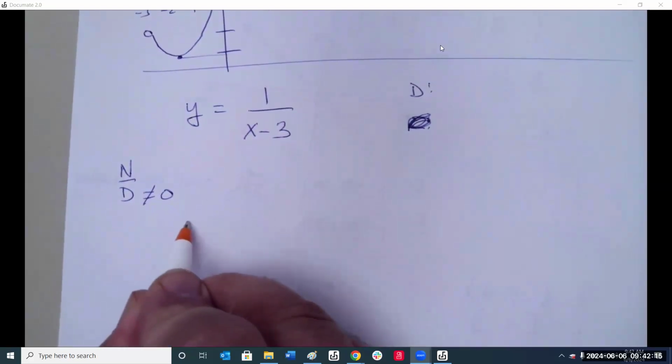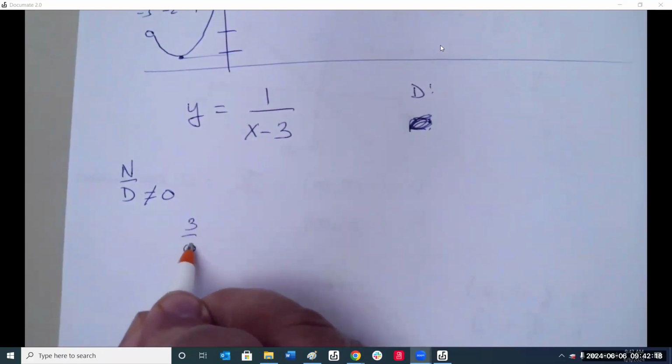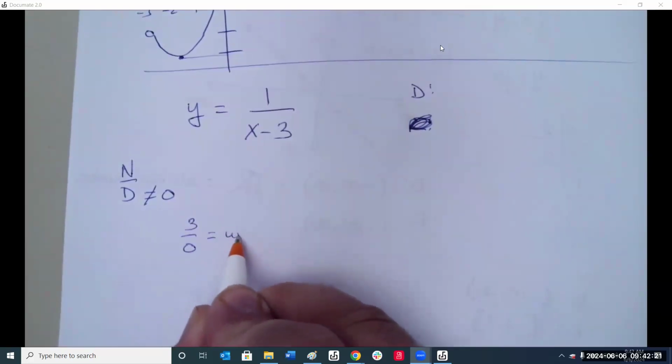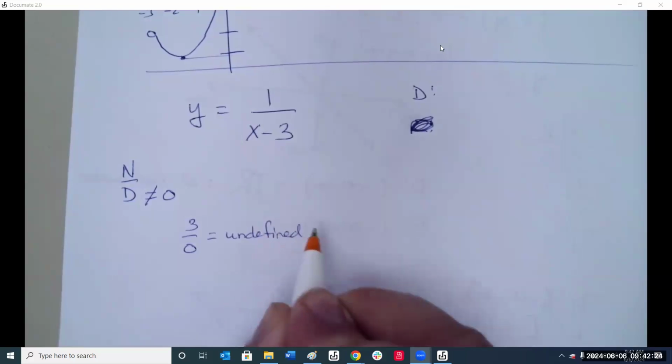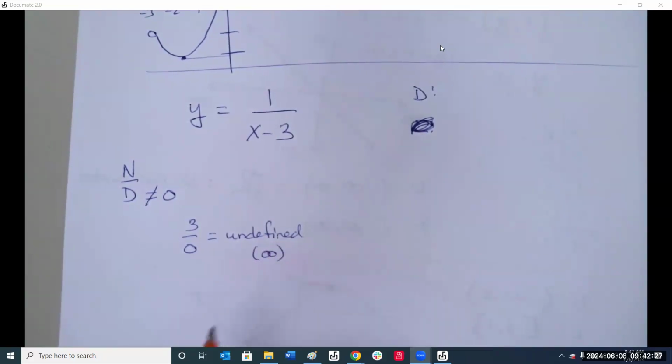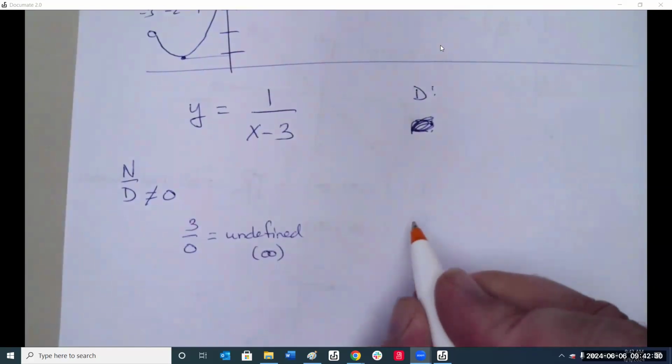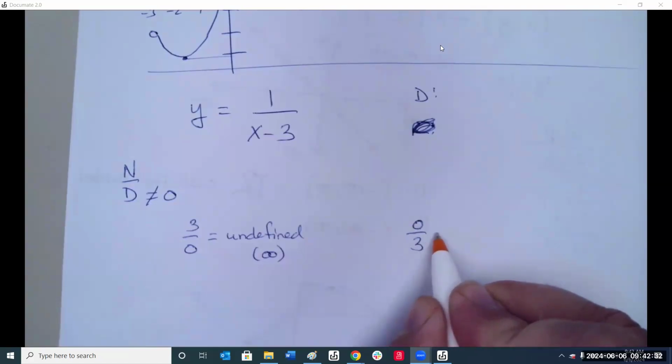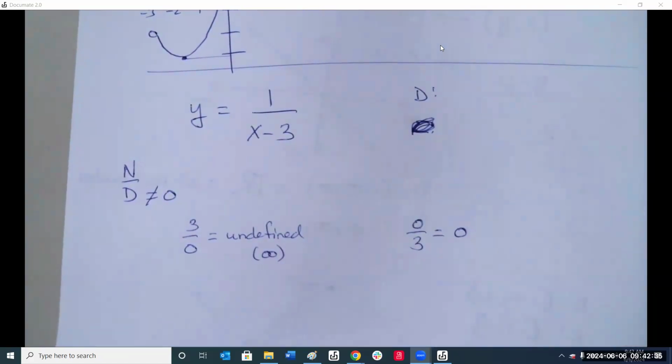Because if we have, let's say, 3/0, that's undefined. It actually means it's infinity. As opposed to having 0/3. That is 0. Why is there a difference between those two? Is there what? You're getting close there. This is what you said. It was just a little bit. Here's what it means.